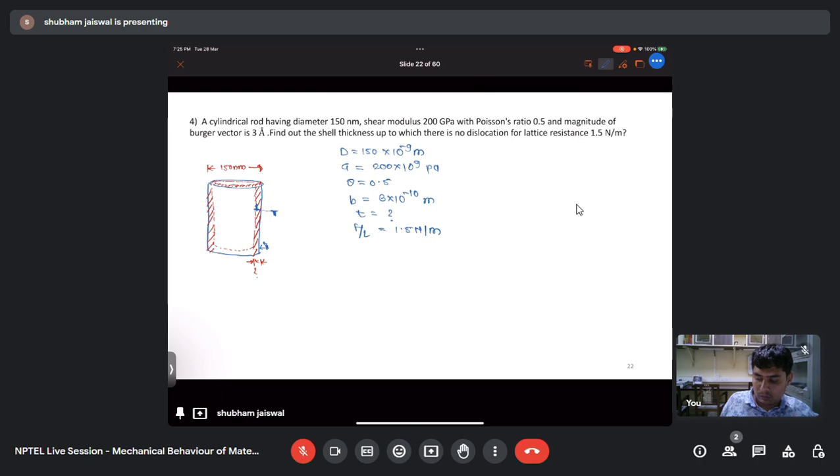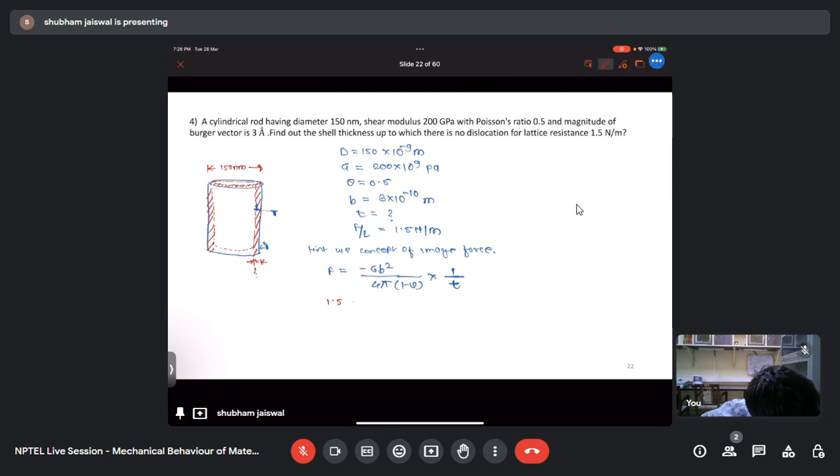So now if we apply the concept of image force here, I will write down the hint: use the concept of image force. So what we'll get, F equals minus Gb² upon 4π(1 − μ) into 1 by x. Instead of x, it is t. Is it not? So here we have all the values, so just put the values and get the answer for t.